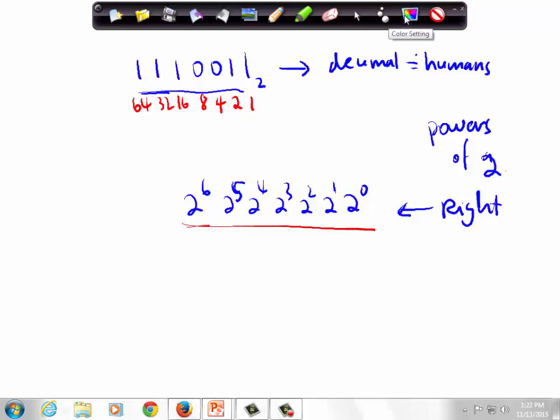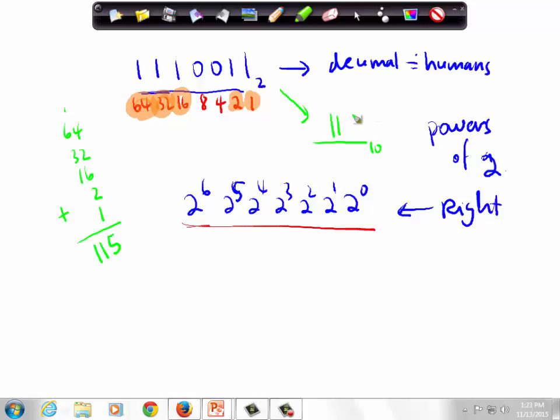Now from these values you just have to add the ones that have got bit 1 above it, so that will be 64, right, and 2 and 1. So these are the ones you're going to add. 64 plus 32 plus 16 plus 2 plus 1. When you add all that, see what value you get, and that will be the decimal equivalent. And decimal equivalent you denote it with the base 10, so you get 115. So this binary value was representing 115.